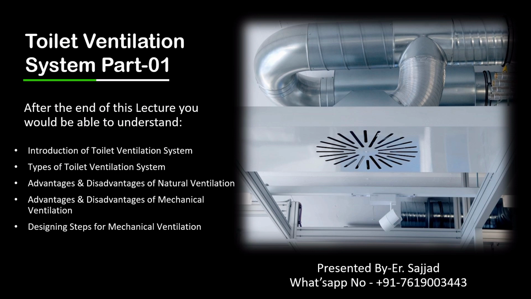Then we have to discuss the designing step. I will show you the designing step for mechanical ventilation system, how we can design the mechanical toilet ventilation system. Then finally we have to discuss the duct wall, how to find out the size of the duct wall, and door undercut design. That is all we have to discuss. So let's start.